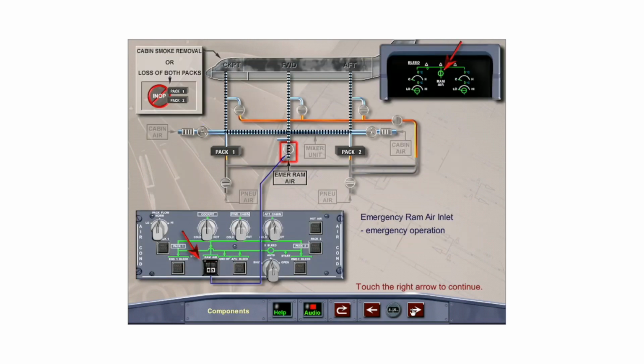The emergency ram air inlet is used during emergencies to supply the cabin with external air for cabin smoke removal or when both packs fail. The ram air push-button switch on the air conditioning panel controls the ram air inlet valve.